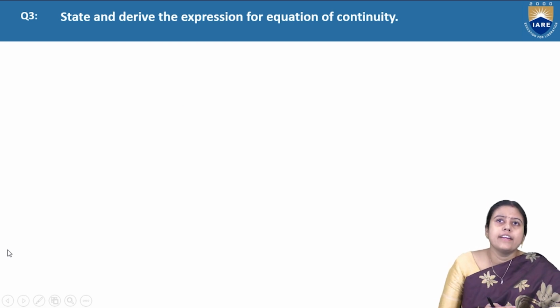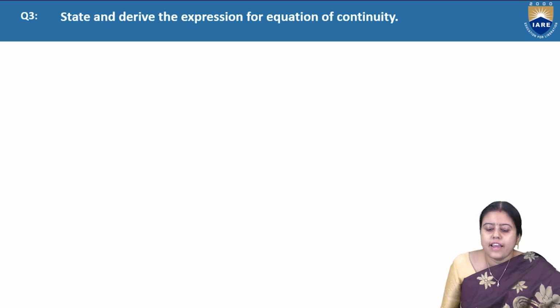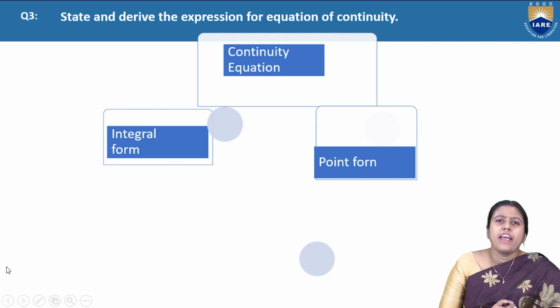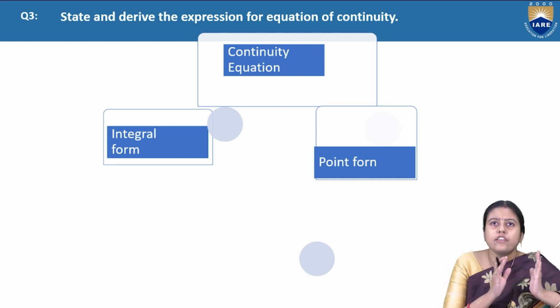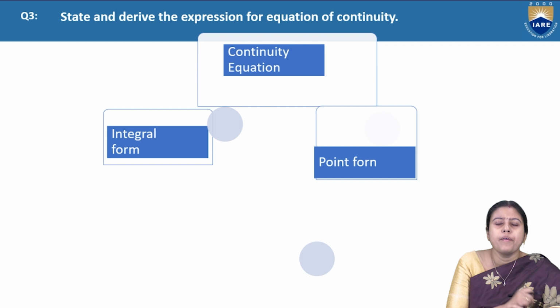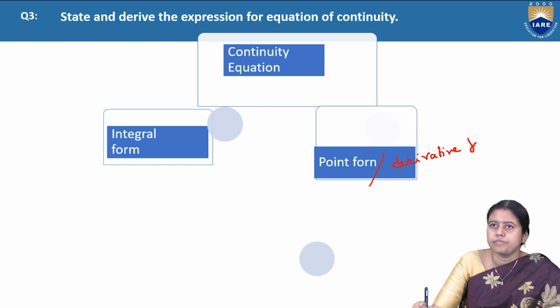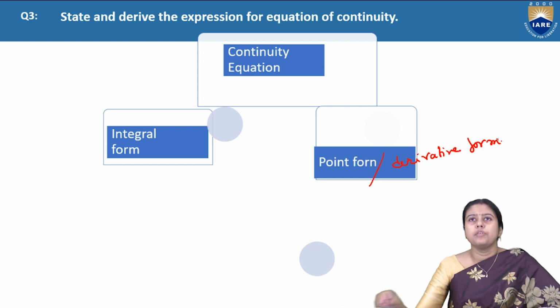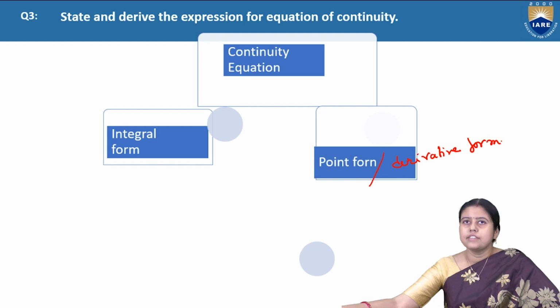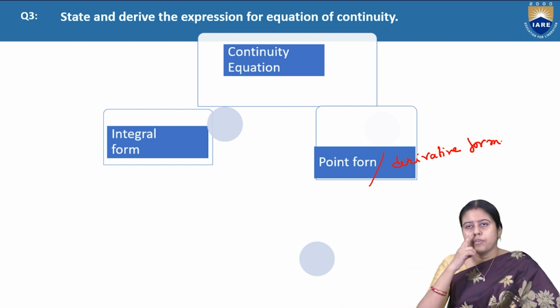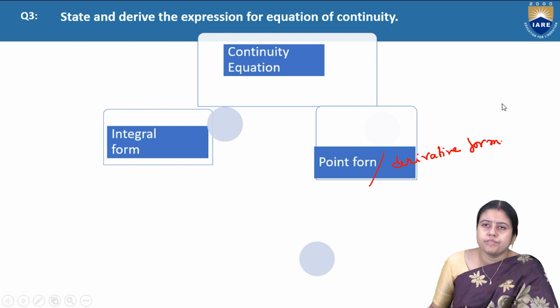Next, state and derive the expression for the equation of continuity. Any equation, as we discussed earlier, has two parts: one is the integral form, and another is the point form. Point form is also known as the derivative form. Now we will discuss the continuity equation in the integral form as well as the point form.